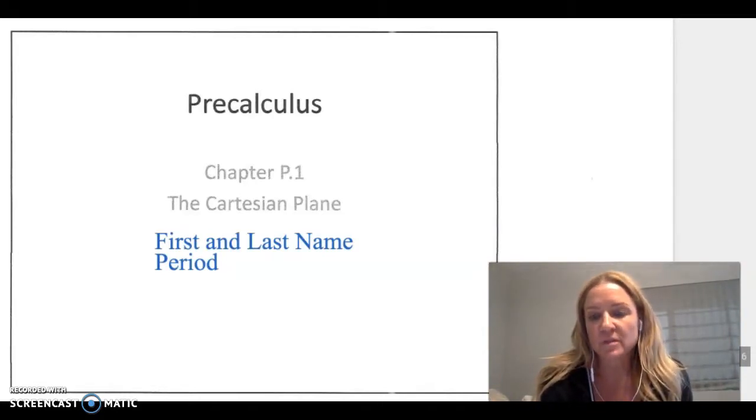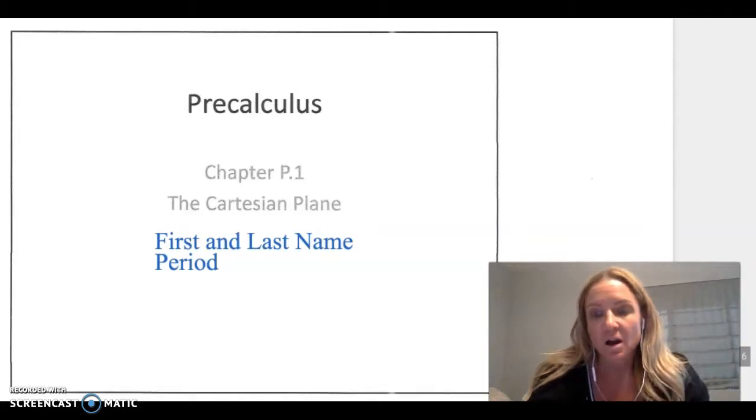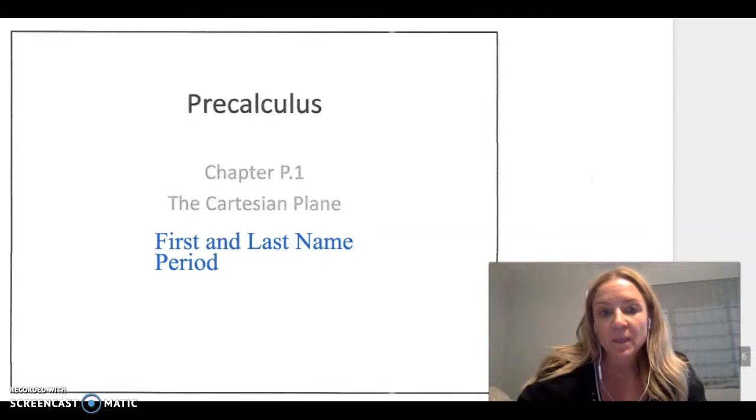If not, you can use any piece of paper. Just make sure you keep your notes in a folder because you're going to be allowed to use them on any tests and final exams that we have. Okay? All right.